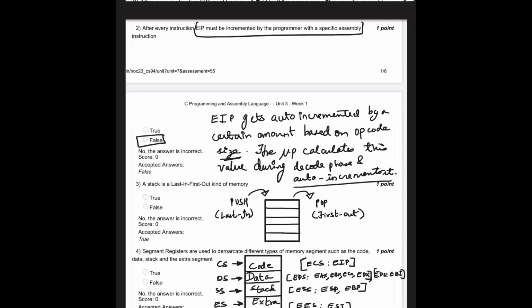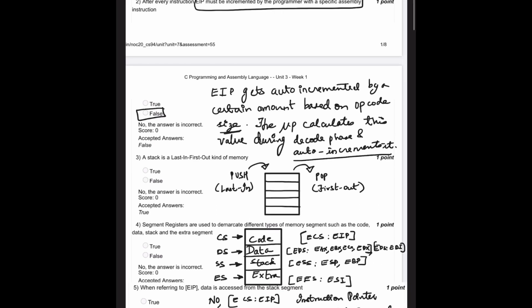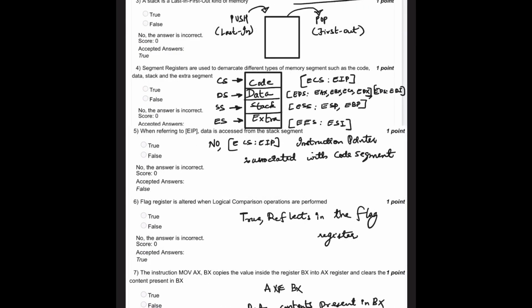After every instruction, EIP must be incremented by the programmer with a specific assembly instruction. So let's look at EIP. EIP gets auto-incremented by a certain amount based on the opcode size. The microprocessor calculates this value during the decode phase and auto-increments it. So the programmer per se does not have to manually do this. It is done automatically, and hence the answer is false. Okay, let's look at question 3.